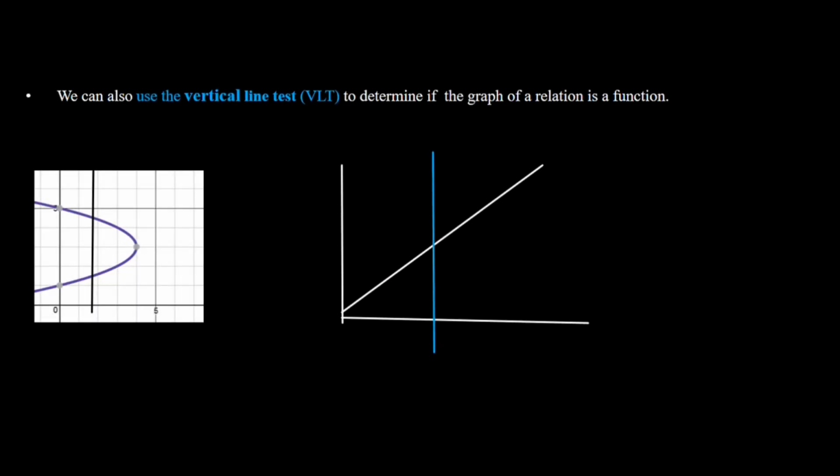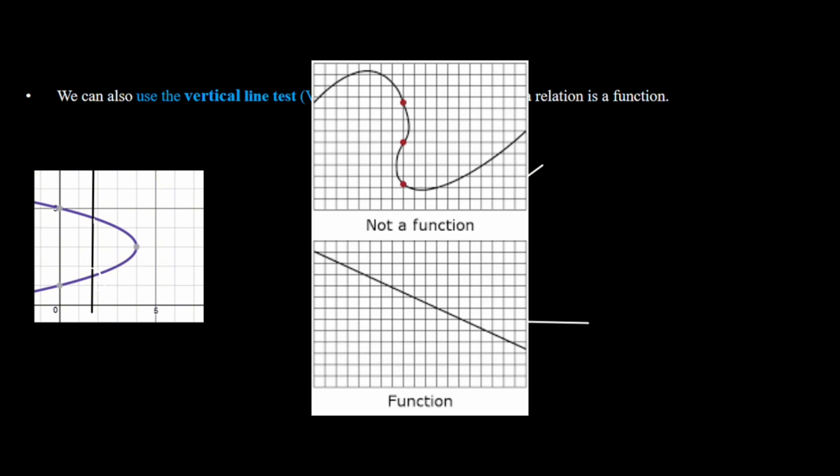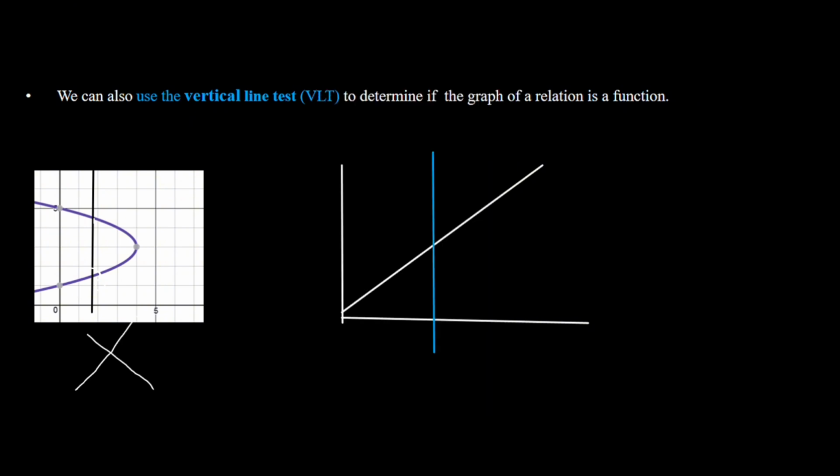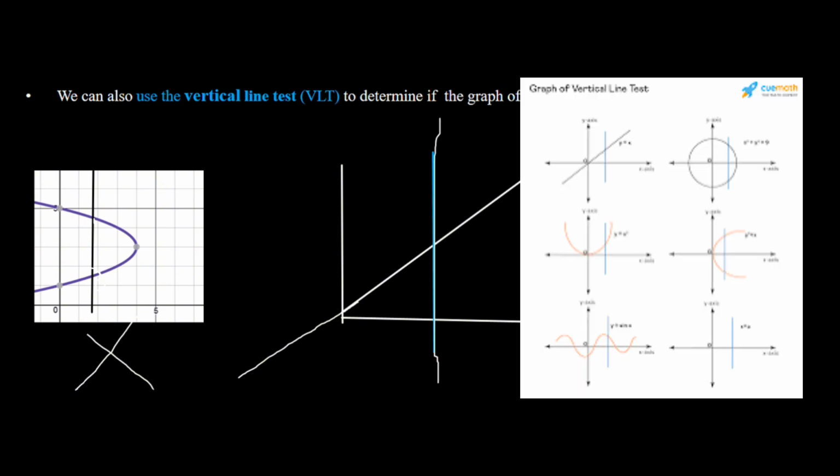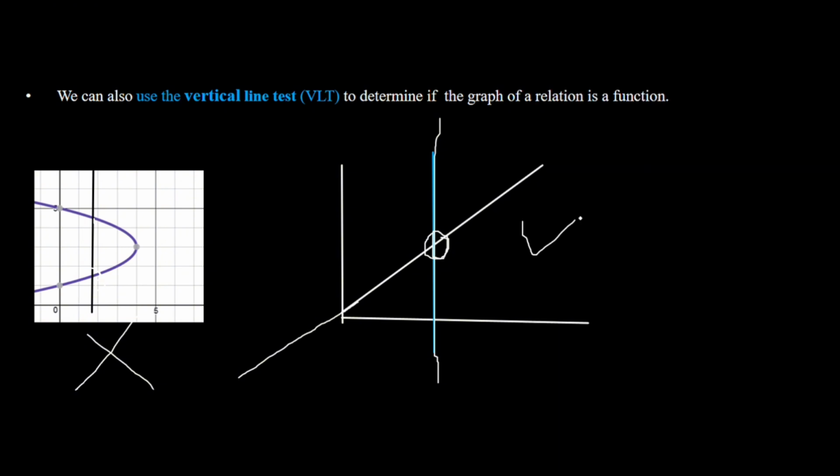In another case, we can test if a graph represents the graph of a function, that is, a relation graph is a graph of a function, using a vertical line drawn across the graph. In this case, drawing a vertical line, you find that the graph intersects at two different points. Hence, this is not a function. But in this case, this graph is a graph of a function since a vertical line intersects the graph at just a unique point. Hence, this is a function.